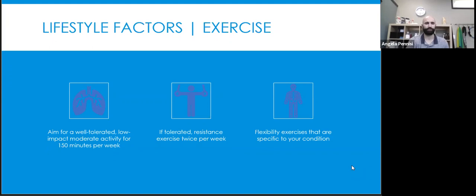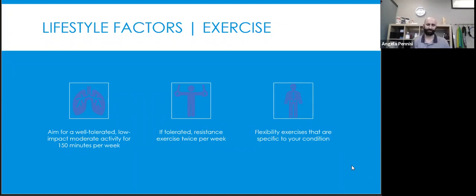So exercise generally, we're looking at well-tolerated, low impact, moderate activity for about 150 minutes per week. Let's say something like a knee arthritis that's irritated by more impactful exercises. It might take running out of the equation, but a bike's a good option, always a little less impact there. If the bike's not well tolerated, then a pool is always a great option where you get that offloading effect of the buoyancy of the water.